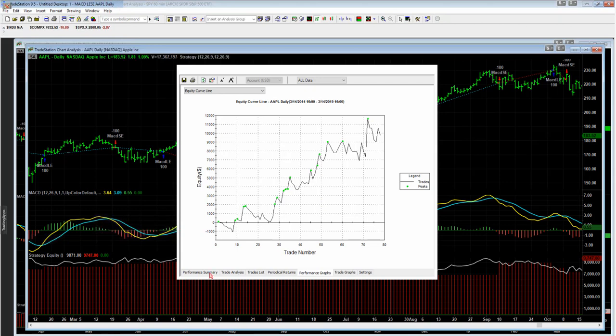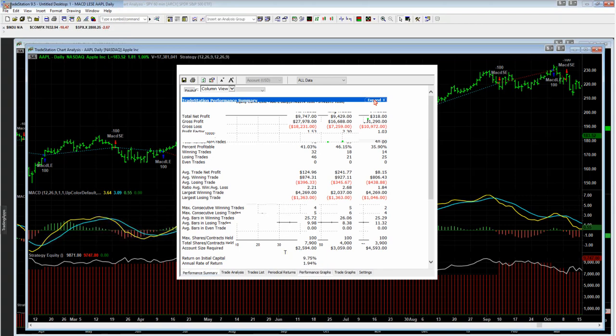Let's take a look at the performance summary. A lot of people think that the net profit, that top number, is the most important number to look at when you come into the strategy performance report. In my mind, that's actually kind of one of the least important. I'm more all about, is this tradable? Am I getting a good return for my investment? Those kinds of things are a little more important to me.